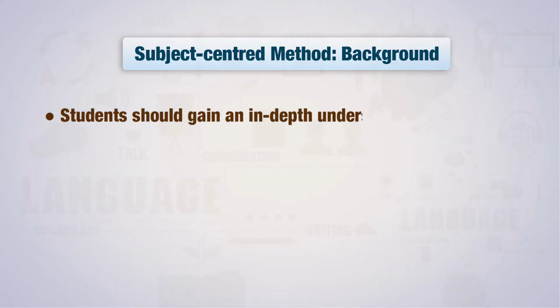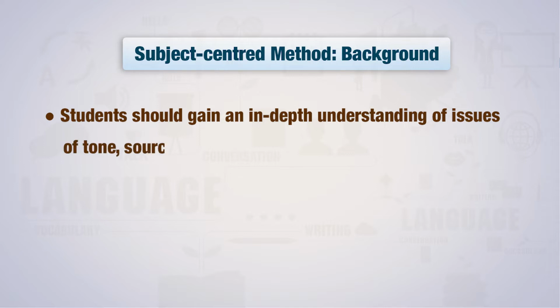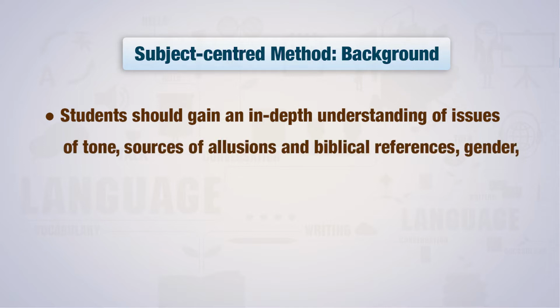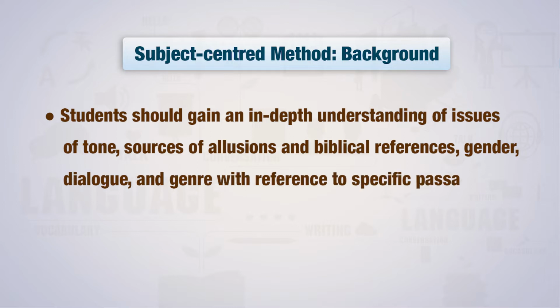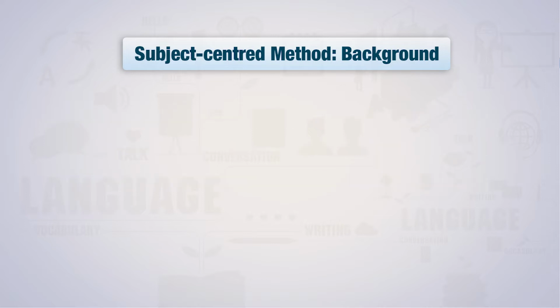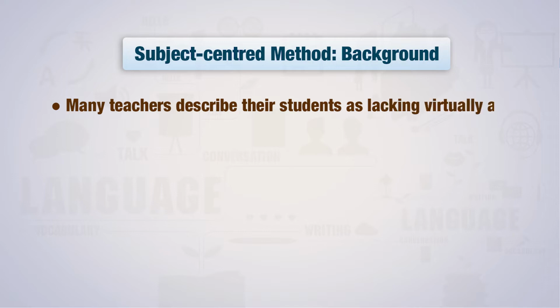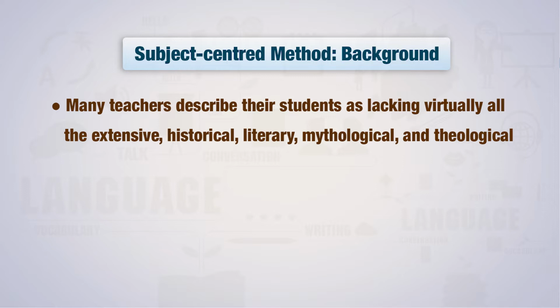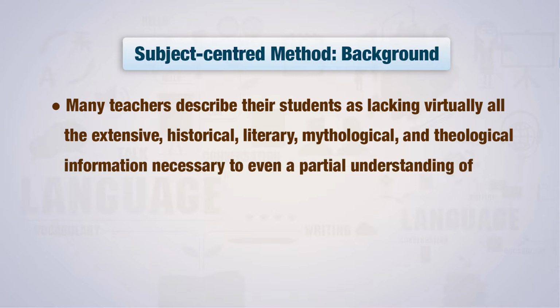Students should gain an in-depth understanding of issues of tone, sources of allusions, biblical references, gender references, dialogue, and generic history with reference to specific passages and lines. Many teachers have always described their students as lacking virtually all the extensive historical, literary, mythological, and theological information necessary to even a partial understanding of such a poem as, for example, Paradise Lost.